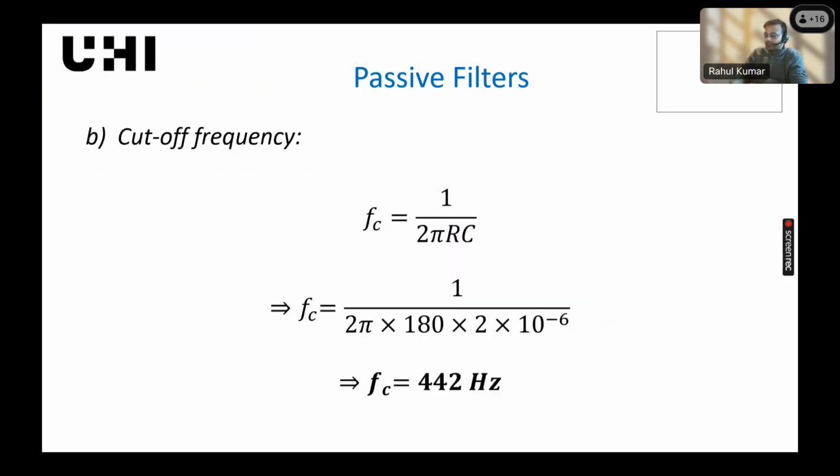Now, to calculate the cutoff frequency, it's very simple and straightforward. So my resistance was 180 ohms, and the capacitor was 2 microfarads. So just be careful, you'll have to do the conversion. You have to multiply it with 10 to the power minus 6. If you calculate that, I'm getting 442 hertz.